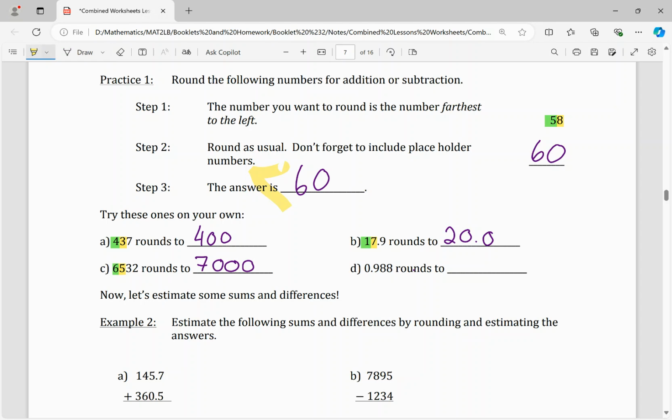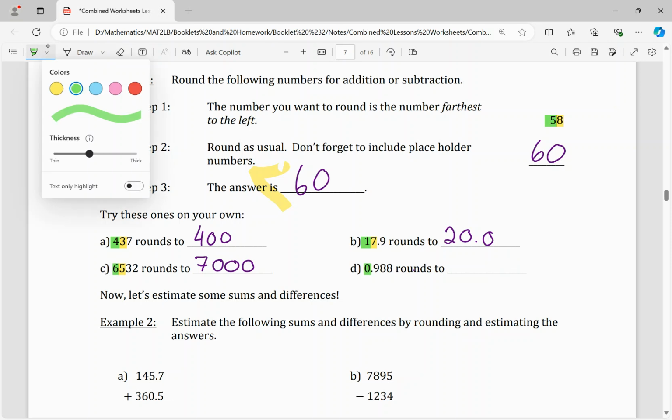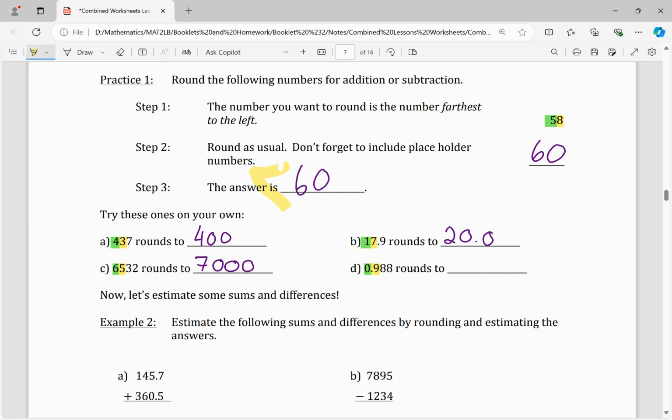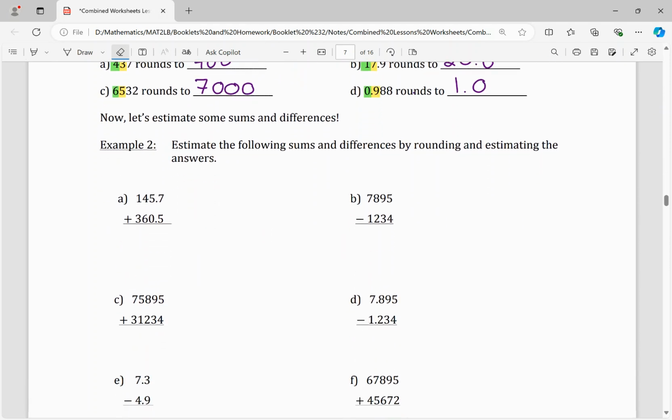And finally, question D, we're rounding the 0, the number farthest to the left. Now, that means that we're looking to the 9 to tell us how to round, and the 9 tells the 0 to round up, making this 1. I could write 1.000. We don't really need all of those zeros, so I'm just going to erase a couple of them. Now, in the next example, we're going to see how this rounding makes our life easier.